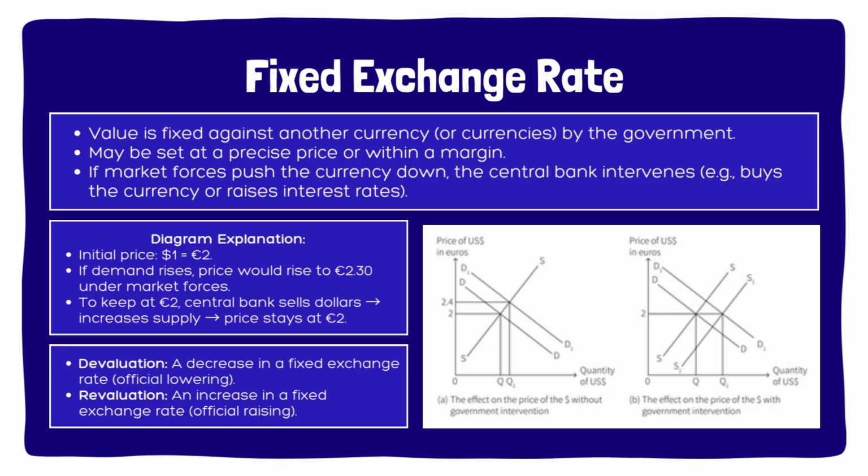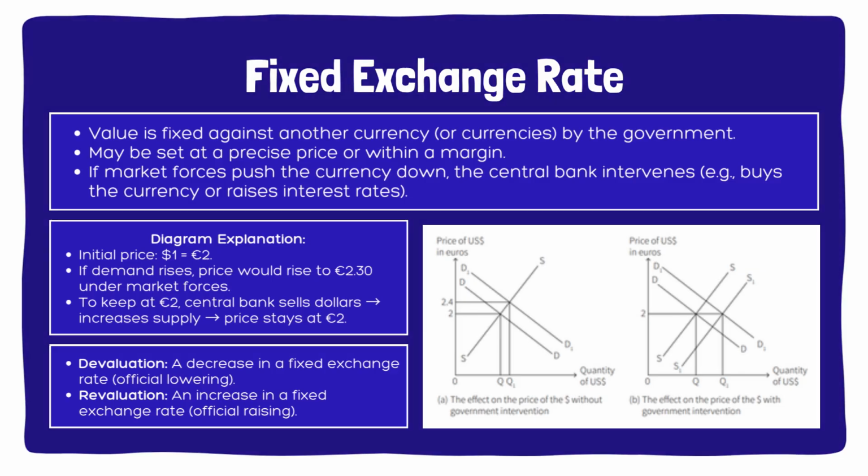A fixed exchange rate is one where the government or central bank keeps the value of the currency fixed against another currency or group of currencies. To maintain this value, the central bank may buy or sell the currency or change interest rates. For example, if demand for a currency rises and its value starts increasing, the central bank may sell more of that currency to keep the exchange rate stable. If the government lowers the official value of a fixed exchange rate, it is called a devaluation. If it raises the value, it is known as a revaluation.